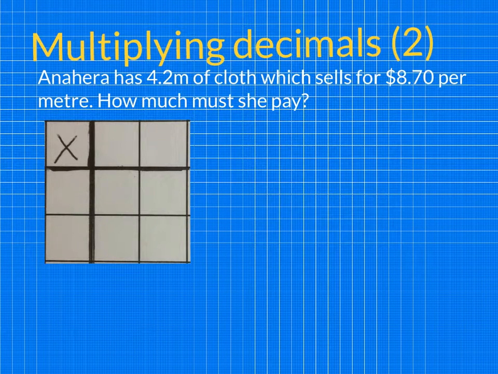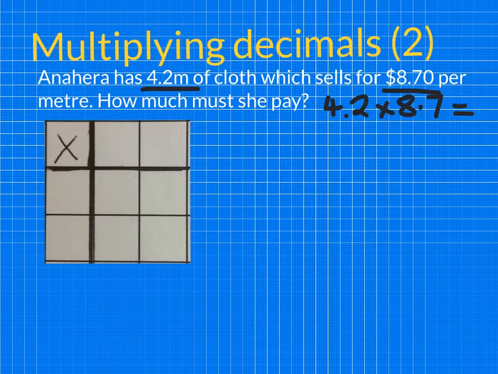Multiplying decimals. Anahira has 4.2 meters of cloth which sells for $8.70 per meter. How much must she pay? She has 4.2 meters and each meter is going to cost her $8.70 or 8.7. This is the calculation we need to do.